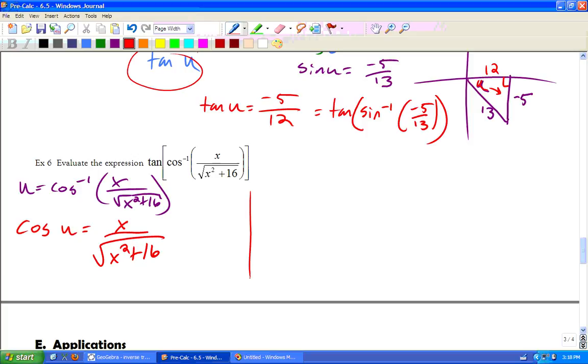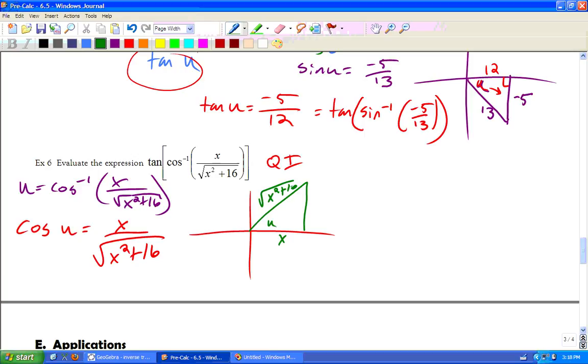And we're going to draw our triangle here. In this case, it's a little more difficult. We don't know if it's negative or positive, so let's just say that this is all in quadrant 1. In your homework and books, they usually restrict where it's coming from, whether it's positive or negative. So in this case, our cosine is adjacent x over hypotenuse, which is the square root of x squared plus 16. This is our angle u.